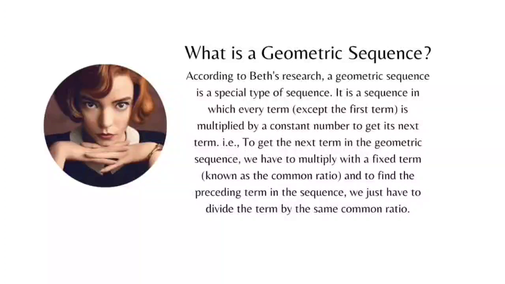What is a geometric sequence? According to Beth's research, a geometric sequence is a special type of sequence. It is a sequence in which every term, except the first term, is multiplied by a constant number to get its next term. To get the next term in the geometric sequence, we have to multiply it with a fixed term, known as the common ratio. And to find the preceding term in the sequence, we just have to divide the term by the same common ratio.